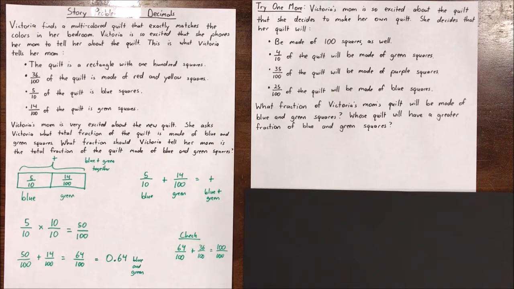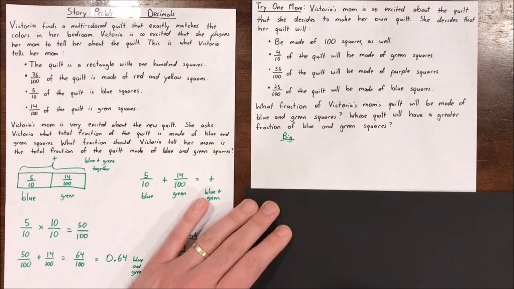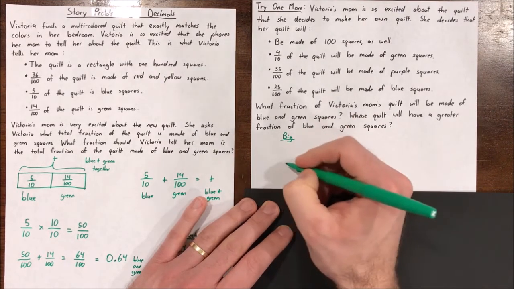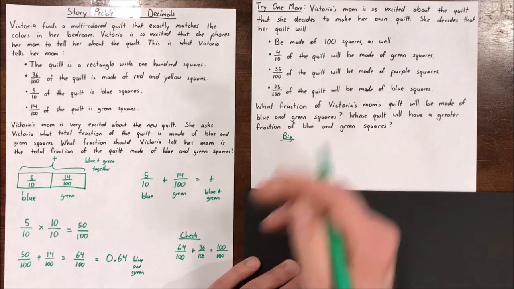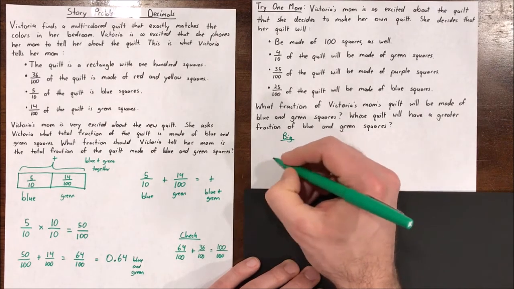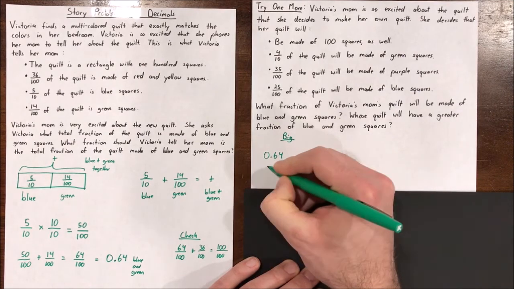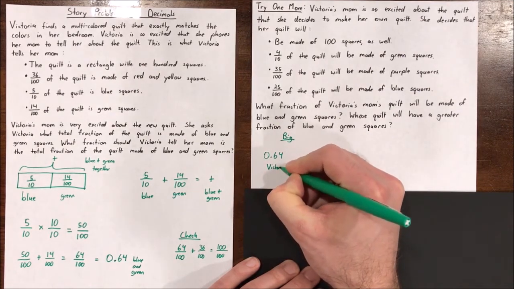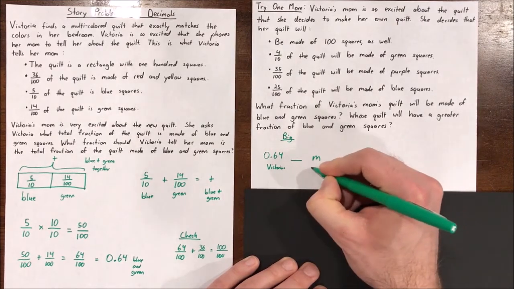Right. There's actually two questions in this problem, isn't there? There's the big question. Let's start with that. For that one, I'm thinking you probably did some sort of comparison because we're trying to figure out which quilt has more green and blue squares, Victoria's or Victoria's mom's. We know that Victoria's has 64/100ths, and we don't know mom's.